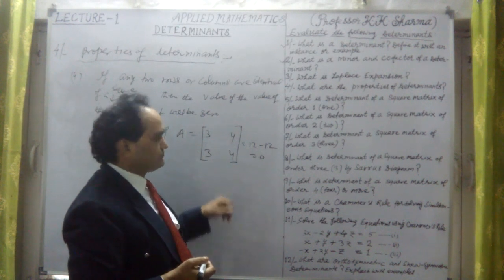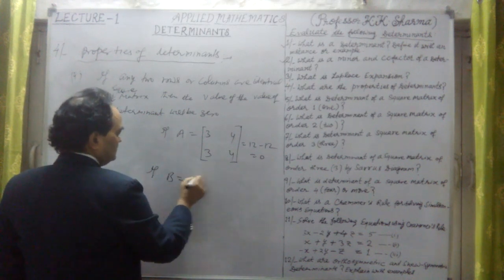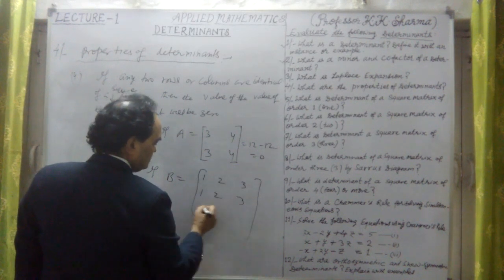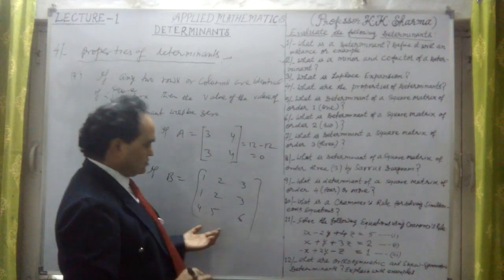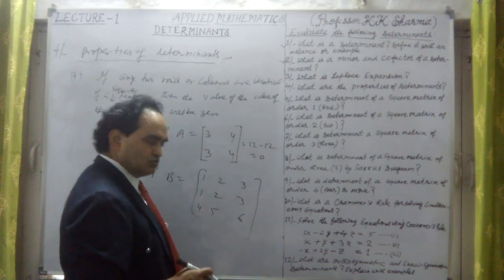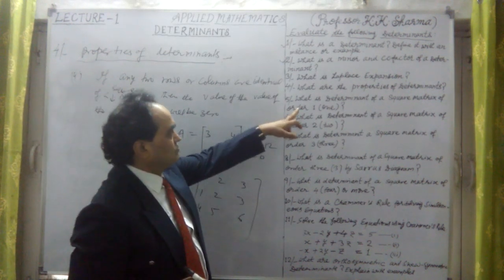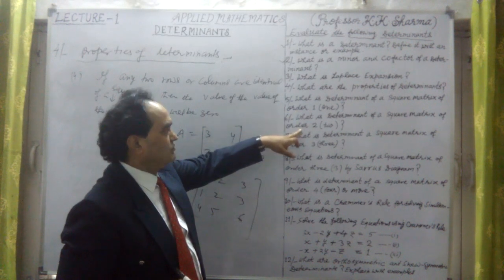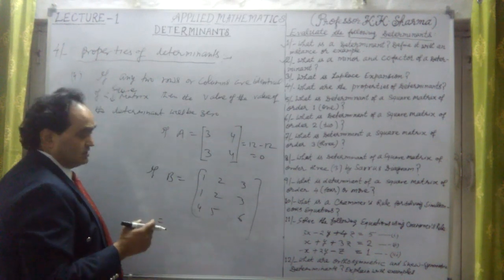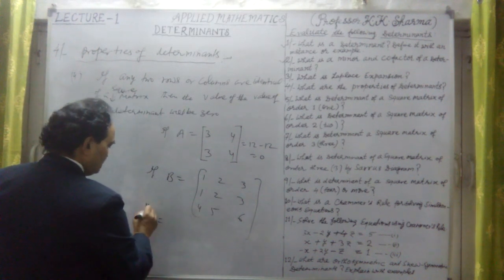Simple illustration. If it is of order 3 and 2 rows are same, let me take B as a matrix of order 3: 1, 2, 3, 1, 2, 3, 4, 5, 6. Now the third row is different, but the first 2 rows are same. What is the answer of this? Answer is 0. Let me just calculate. How is it calculated? This I have defined, the determinant of a square matrix of order 1, order 2, order 3. This is of order 3. How do we calculate this? With the help of determinant or with the help of cofactors.